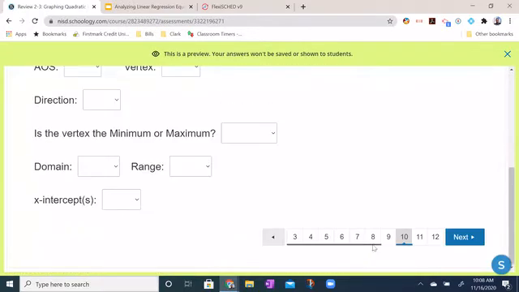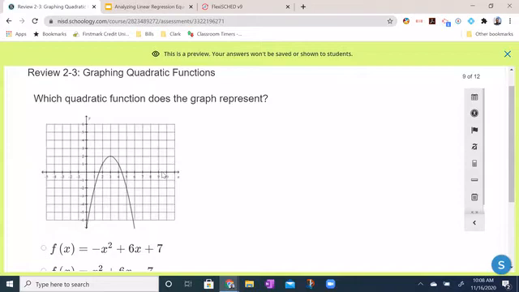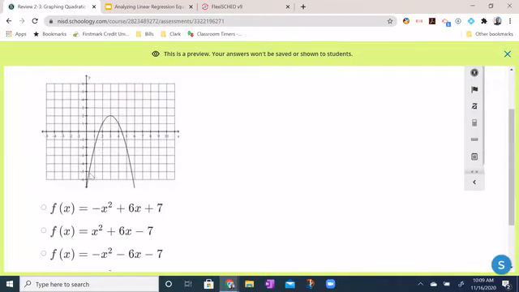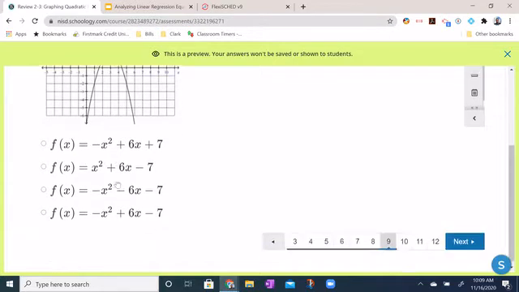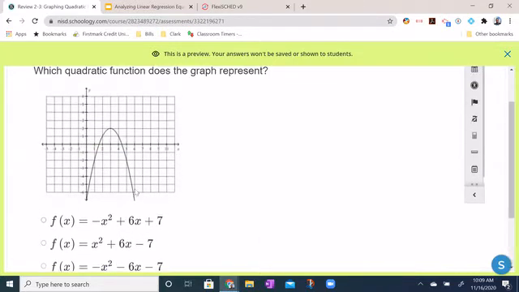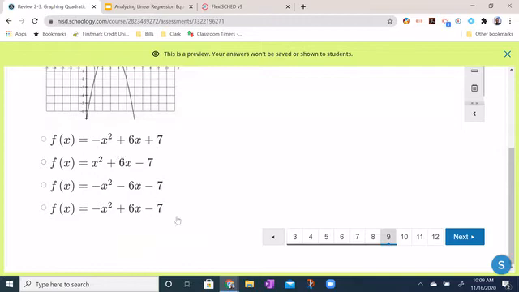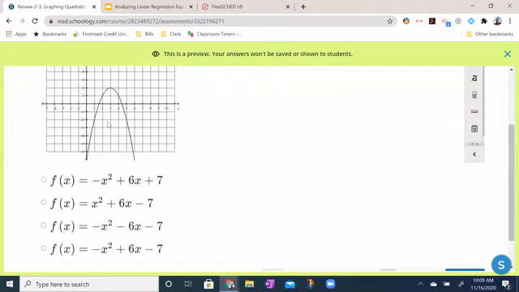Oh, I think I skipped one. All right, which quadratic function does the graph represent? They're all in standard form, so we're gonna look at that. What does standard form give us? Well, it gives us the y-intercept, right? It looks like this quadratic is gonna intersect the y-intercept. No, we can't quite see it. It probably is a -7. So we can rule out this top one because it definitely isn't +7, which is way up here. So this y-intercept, that one's gone. So we got these 3 to choose from. The other thing is that it should be opening down.